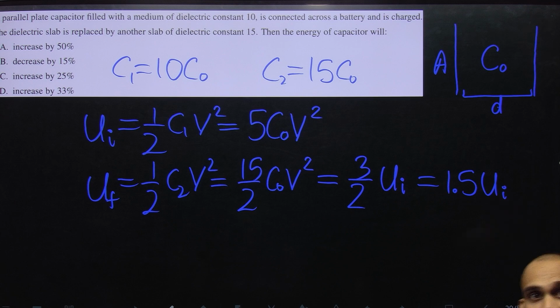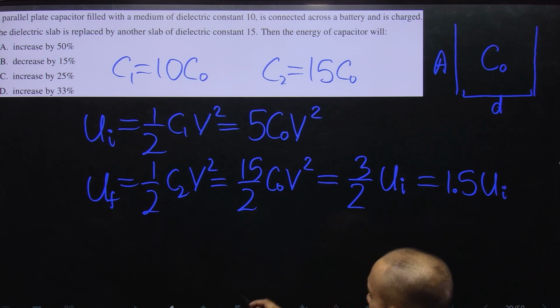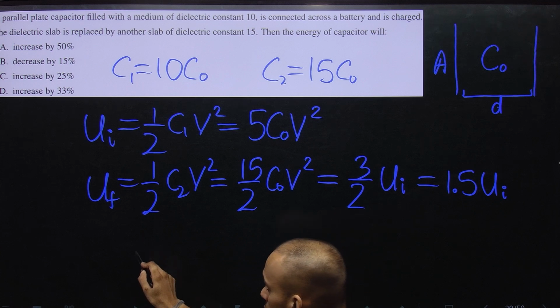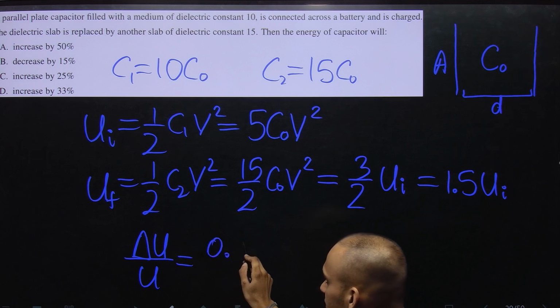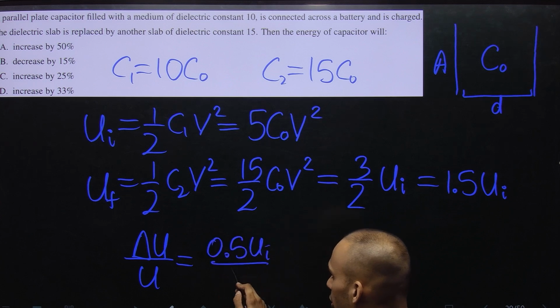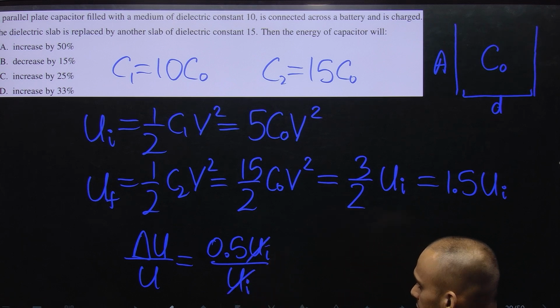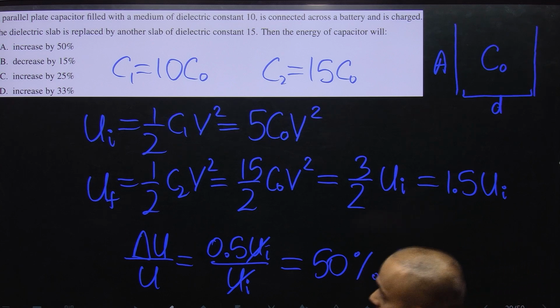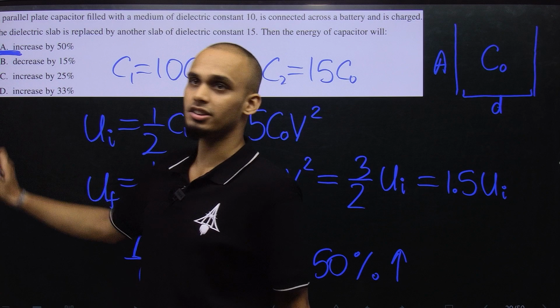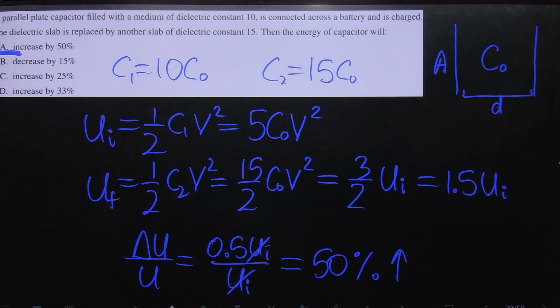So the final energy will be 3 by 2 times the initial energy, which is basically 1.5 times the initial energy. The change in energy in this case will be equal to 0.5 UI. So the percentage change in energy, delta U upon U, will be equal to 0.5 UI upon UI, which is equal to 0.5. So there will be a 50% increase in the energy stored in the capacitor. Again, very, very easy. If you know the concept of dielectrics, the concept of energy stored in a capacitor, and you are able to apply logic correctly, that is changing dielectric without changing battery, then this is also a very, very easy question.